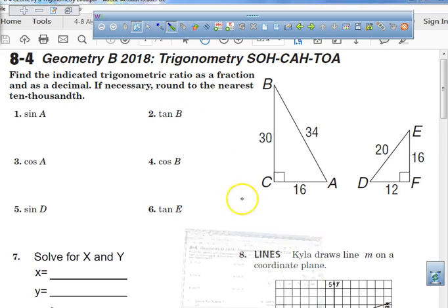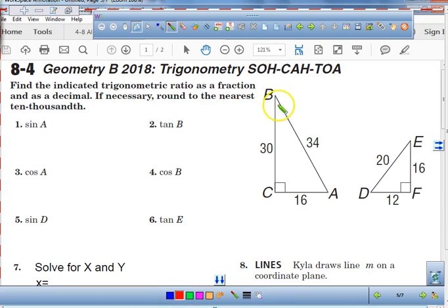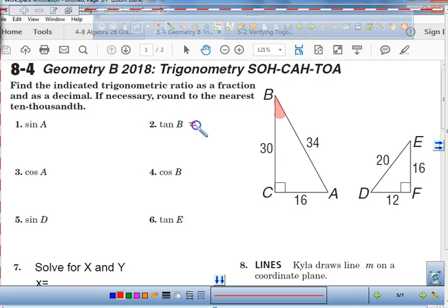So where do I have to go? What's my perspective now? I'm not going from A, I'm going from B. So here's angle B. Now what does the tangent of B compare? You have an O and you have an A. What does O represent? The opposite side. What does A represent? The adjacent side. So now we have to figure out what the opposite side is and what the adjacent side is.